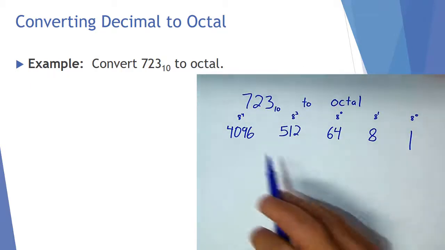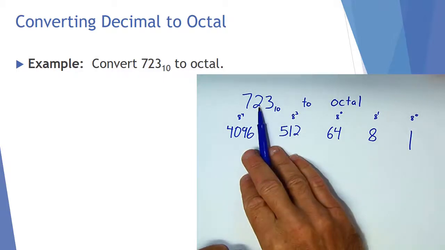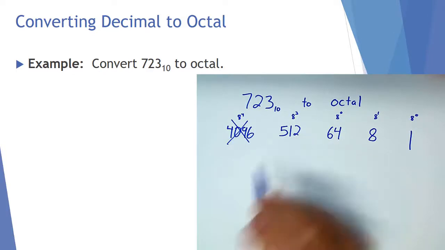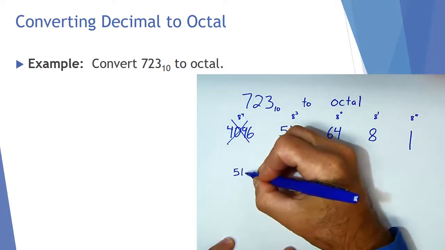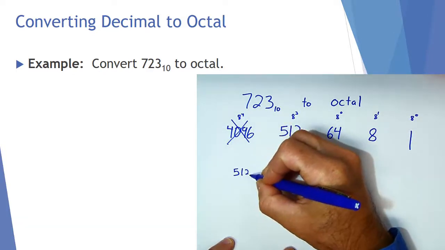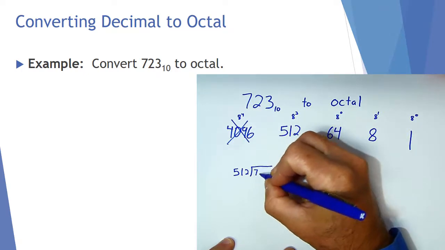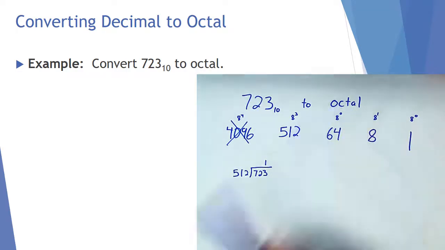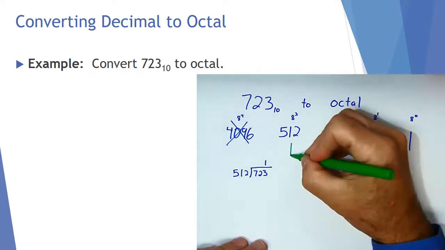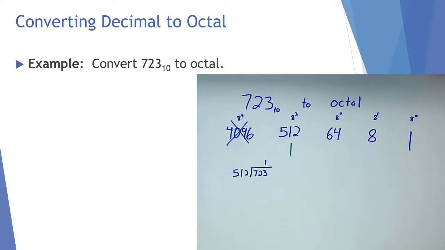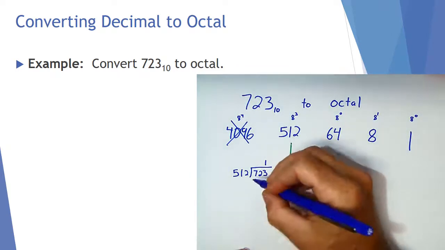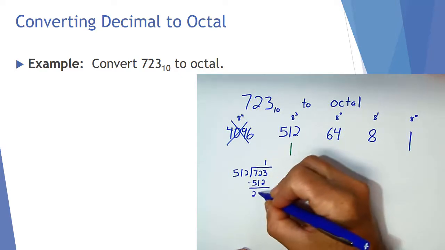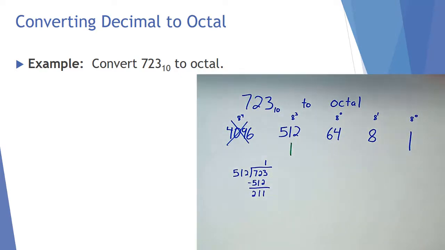Okay, so what's the highest power that fits into 723? Well, 4096 is too big, it's 512, and so we're going to set up our division. How many times does 512 go into 723? Well, that one's pretty easy. It's going to fit in there one time, and that tells us our first digit will be a 1. Now let's figure out our remainder. 1 times 512 is 512, and we subtract, we get 211.